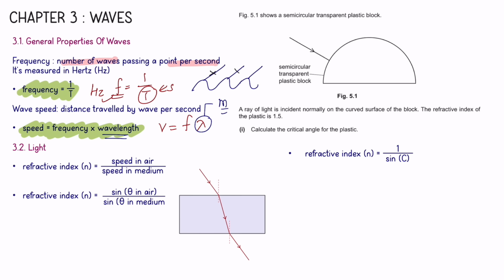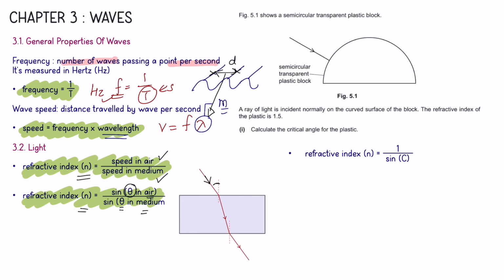Wavelength can be calculated from one peak to another. This distance would represent the lambda. Next, under the subtopic of light, you can be asked to calculate the refractive index, which is the speed in air over the speed in medium, or sine theta, which is the angle in air over the angle in medium. So this would be the incidence angle, and this here would be the refracted angle.